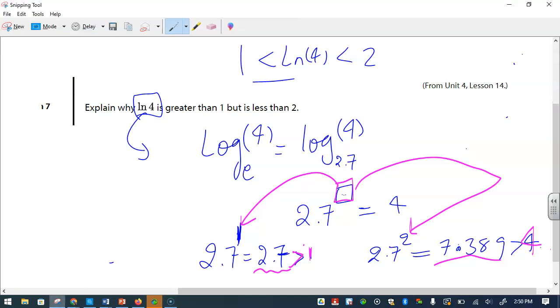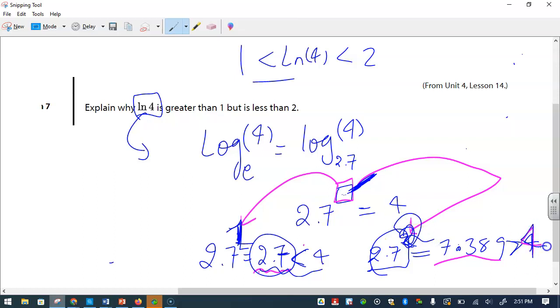Yeah, so this part is less than 4. So 2.7 is less than 4. But if you square it, you see it is greater than 4. So that means this has to be between this one and this two. If it is 1, it is 2.7, which is less than 4. And if it is 2, then it is greater than 4. So actually the exponent which is right here has to be between 1 and 2.